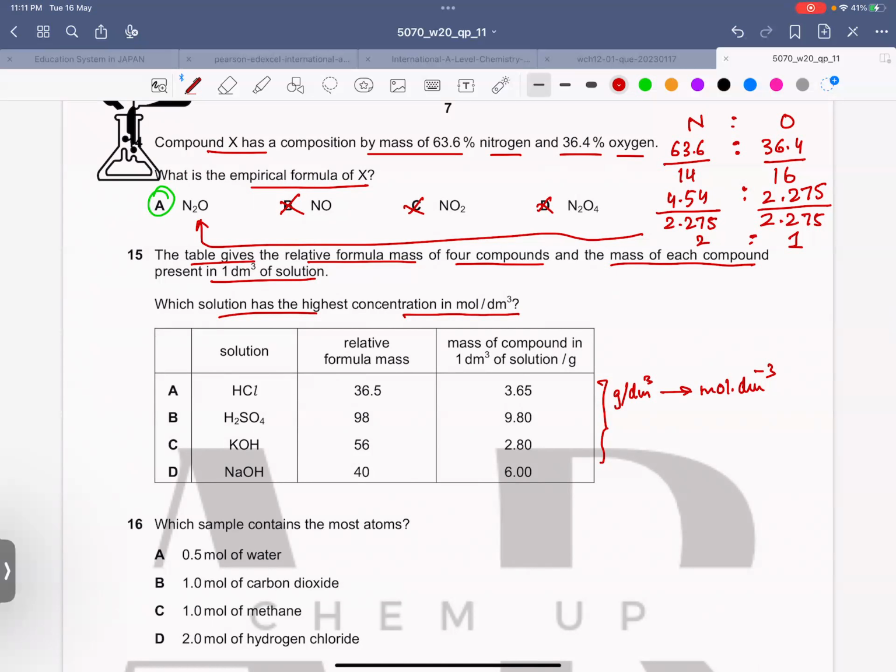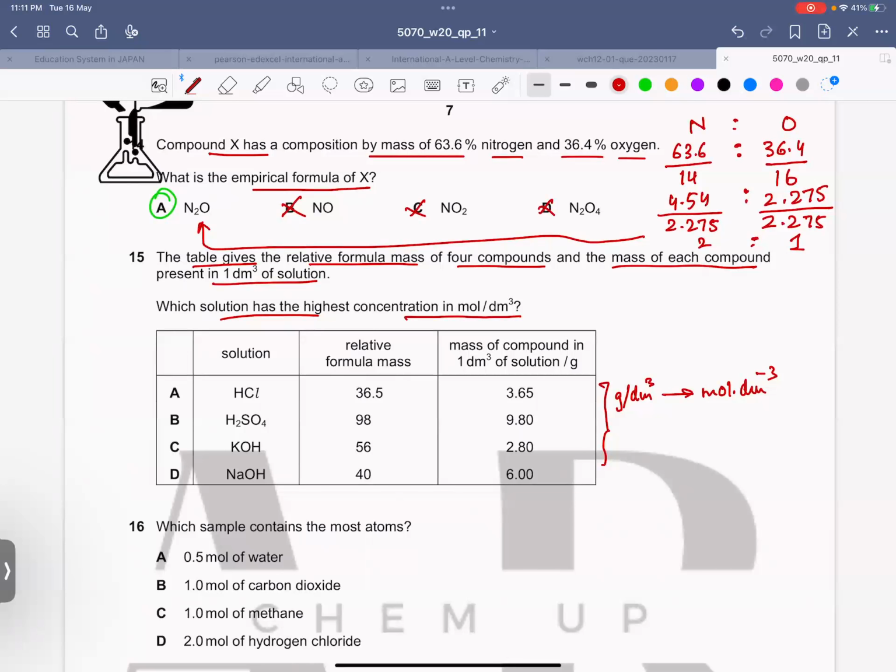Yes, Sir, but can we use the formula of gram per dm cube as well instead of converting them? So which formula would you use? I'm talking about the gram over dm cube formula. That is already there. See, they said the mass of a compound in 1 dm cube of a solution. So it means it is actually gram per dm cube. Okay, so we have to convert it into mole. And how would we do it? We would convert into moles by just dividing them by their MR, and their MR are provided over here.